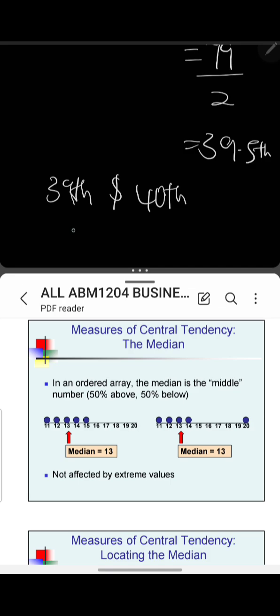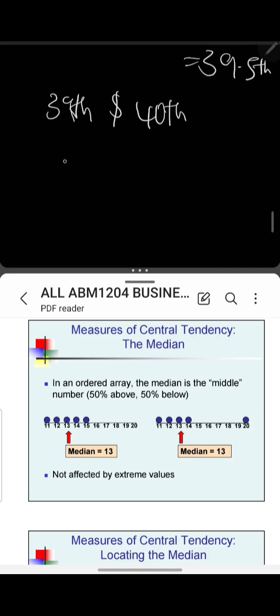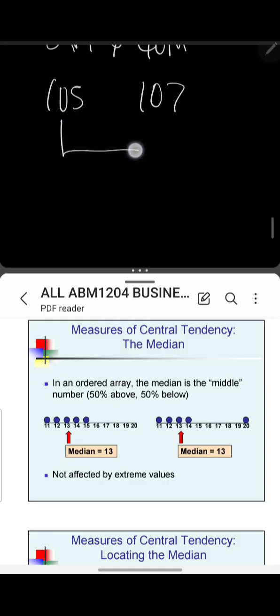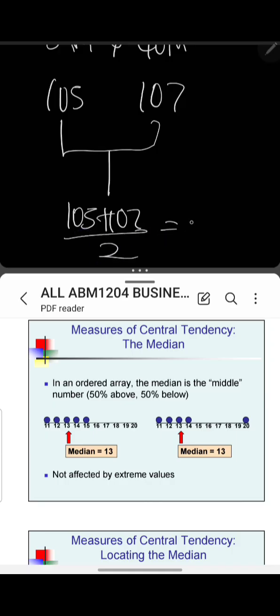So you go pick your items on the 39th and 40th position. Let's say for our case the figures are maybe 105 and 107. To find the median, we shall find the average of these two. We add them and we divide. So 105 plus 107 divided by 2 equals 106. The answer is 106.